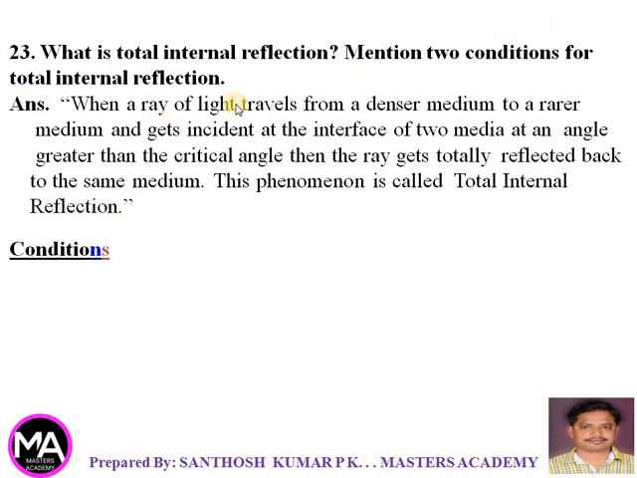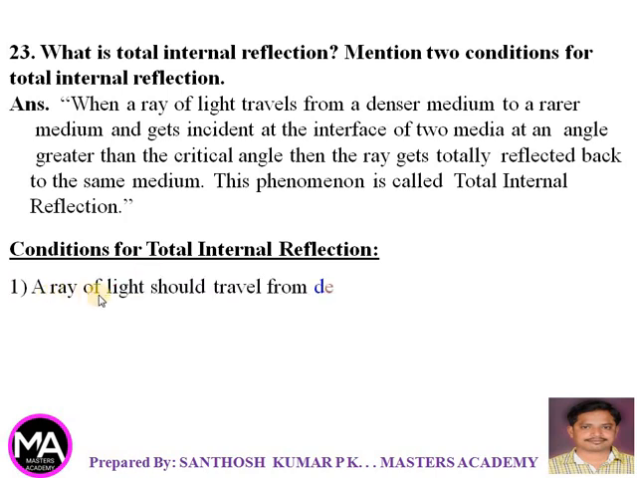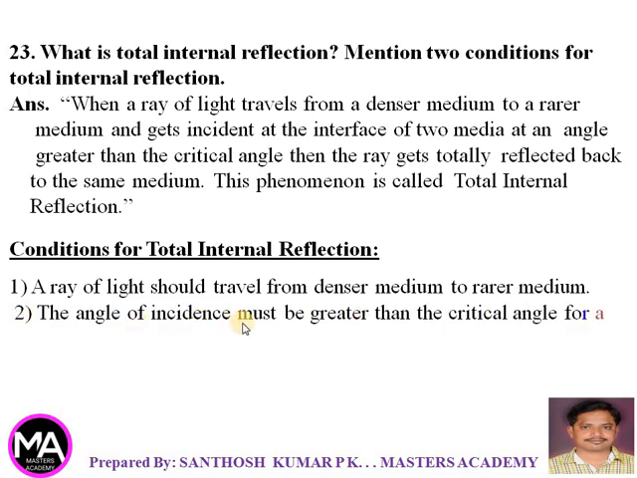Then the conditions for total internal reflection, there are two important conditions. First one, a ray of light should travel from denser medium to rarer medium. It should always travel from a denser medium to a rarer medium. And second is, the angle of incidence must always be greater than the critical angle for a given pair of media. If the angle of incidence is less than the critical angle, then there will be no total internal reflection.